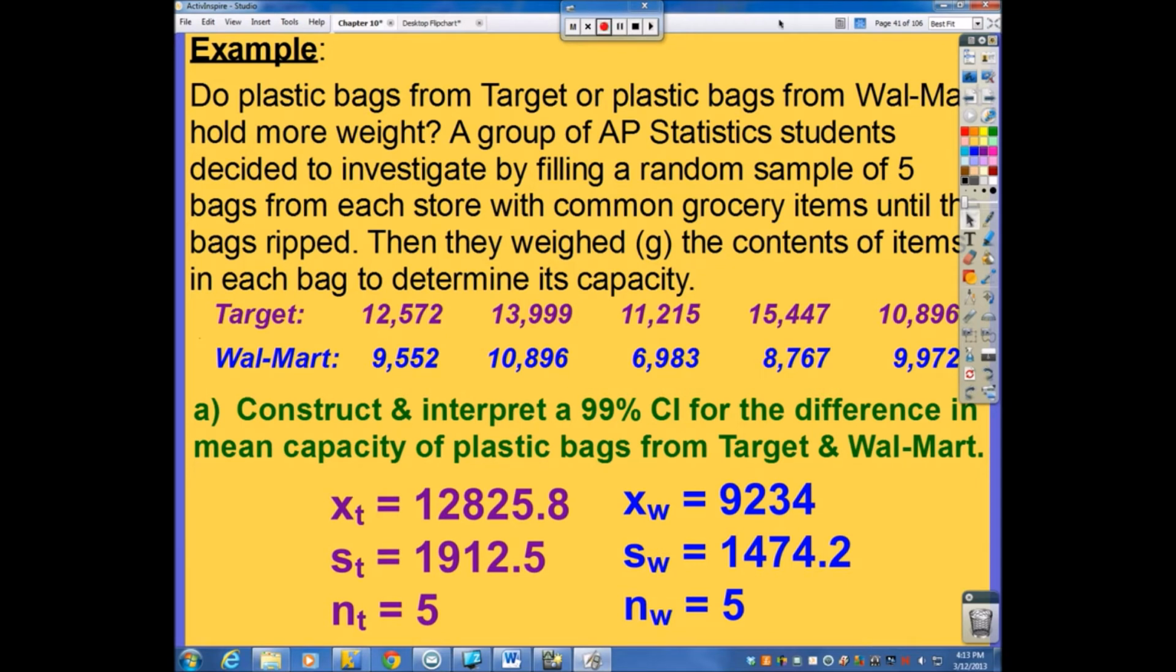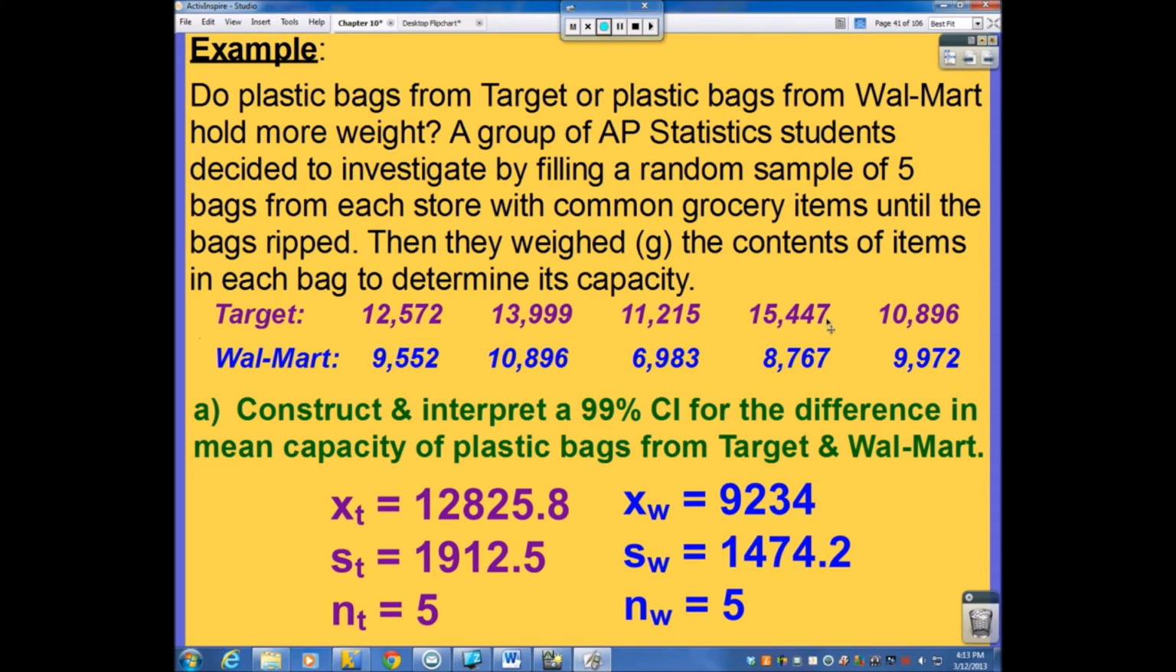So here's the example we're going to look at. Do plastic bags from Target or plastic bags from Walmart hold more weight? A group of AP Stats students decided to investigate by filling a random sample of 5 bags from each store with common grocery items until the bags ripped. Then they weighed in grams the contents of items in each bag to determine its capacity.